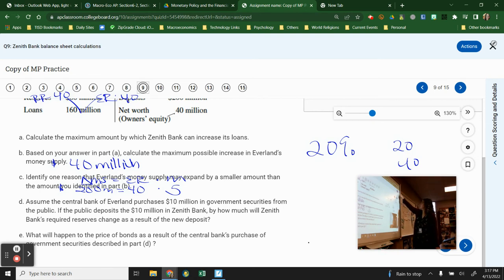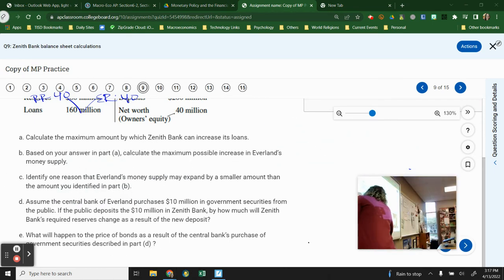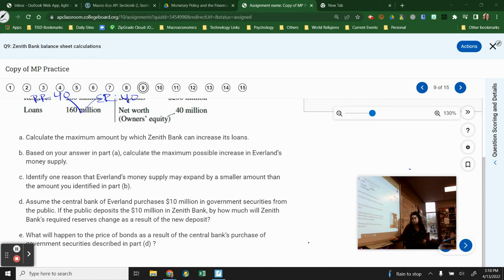Okay, so the answer was 40 and 200, but I'm erasing it because I need to see. It was still 20%. So C, identify one reason that Everland's money supply may expand by a smaller amount than you identified in part B. And then D, assume that the Central Bank of Everland purchased $10 million of government securities from the public. If the public deposits $10 million in Zenith Bank, how much will Zenith Bank's required reserves change as a result of the new deposit? And E, what will happen to the price of bonds as a result of the central bank's purchase of government securities described in Part D?